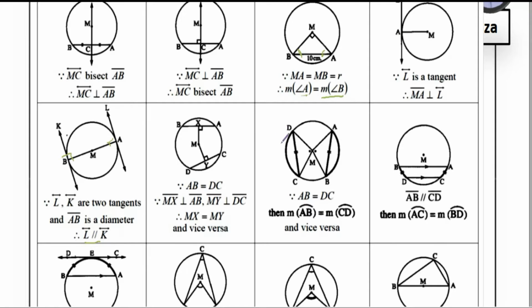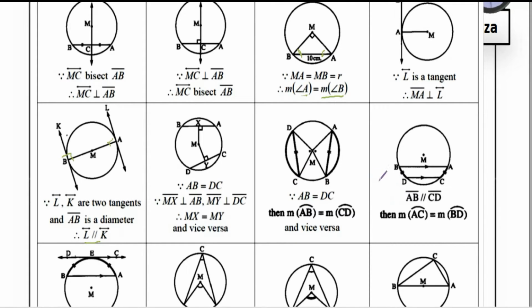The next, if we have two chords here, AB equal DC, then the measure of the arc AB equal measure of the arc CD, and vice versa. What is the meaning of vice versa? If the measure of the chord AB equal the measure of the chord CD, therefore the measure of the arc AB equal the measure of the arc CD, and if the arcs are equal, therefore the chord AB equal the chord CD.